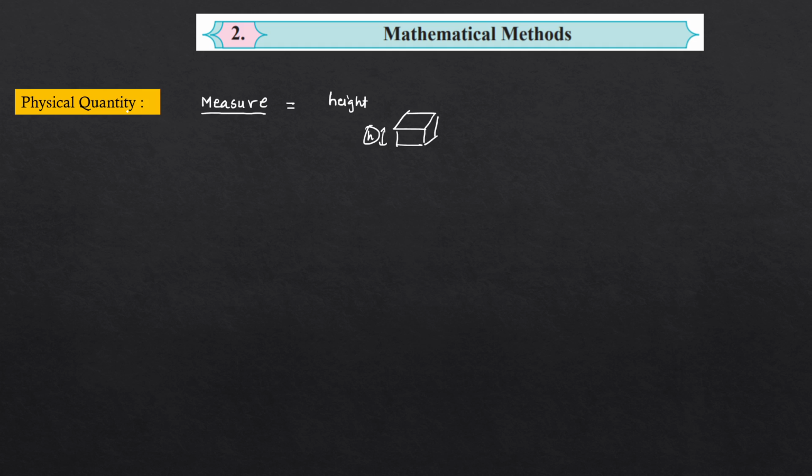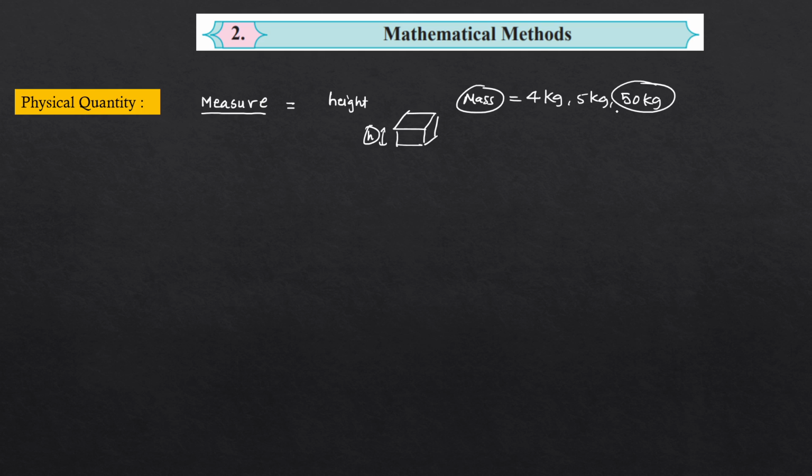For example, mass. Can we measure mass? Yes, mass we can measure: 4 kg, 5 kg, whatever. What is your mass? You will answer 50 kg. So this is a physical quantity. Physical quantity means the quantity which we can measure.